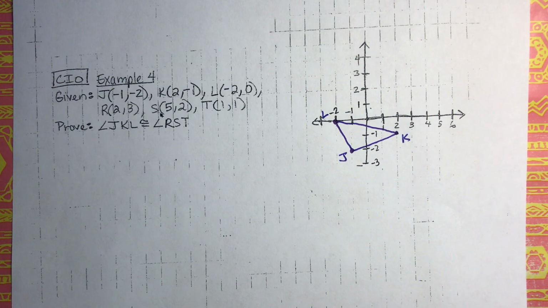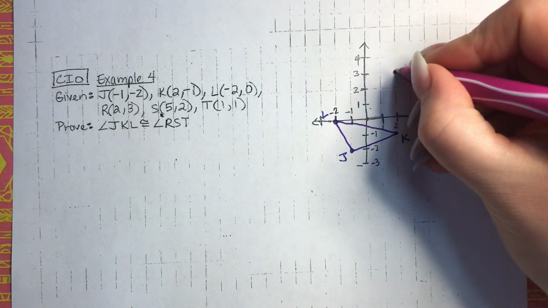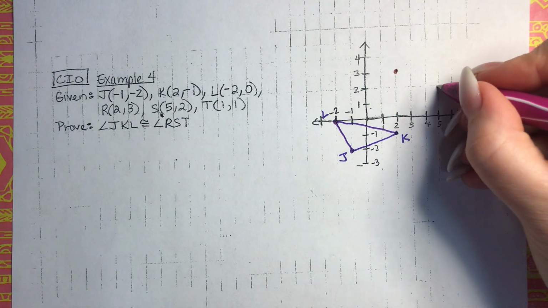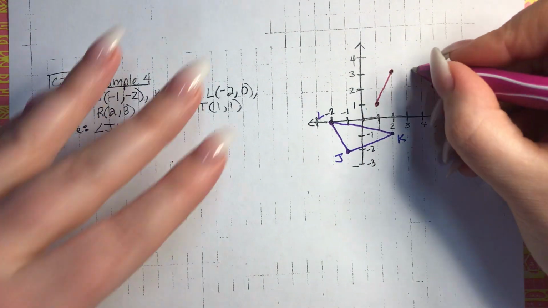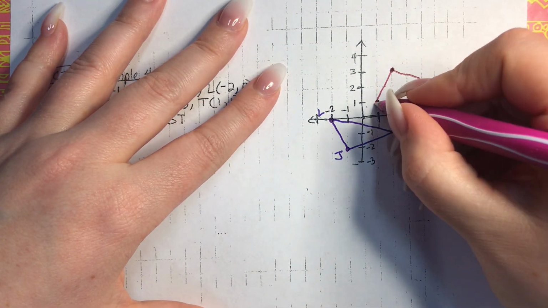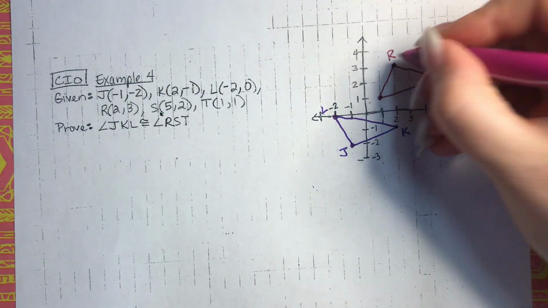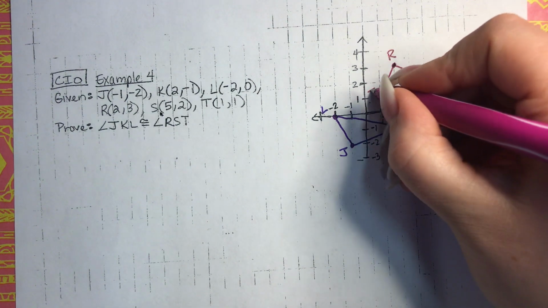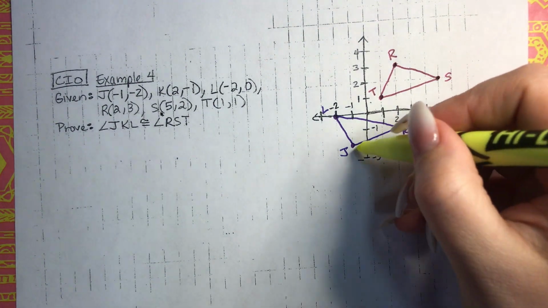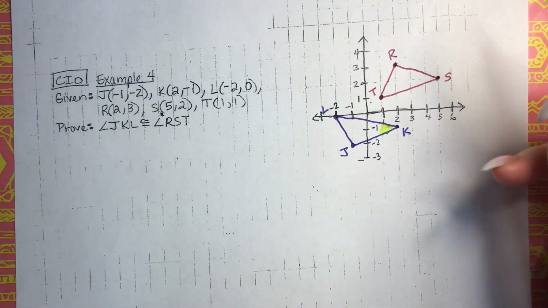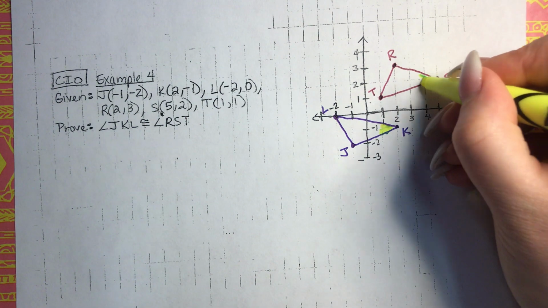Okay, now I'm going to go ahead and graph the other triangle, which is 2, 3 here, 5, 2 here, and 1, 1. So we have this lovely triangle here, and this was R, this was S, and this is T. And so the angles that they're asking for are JKL, this angle here, and RST, so this angle here.